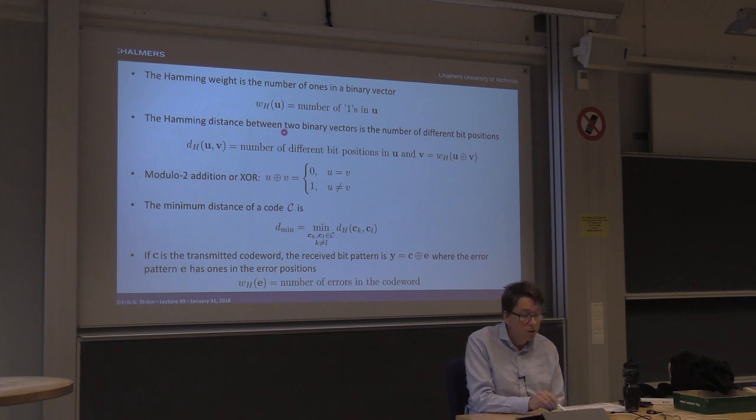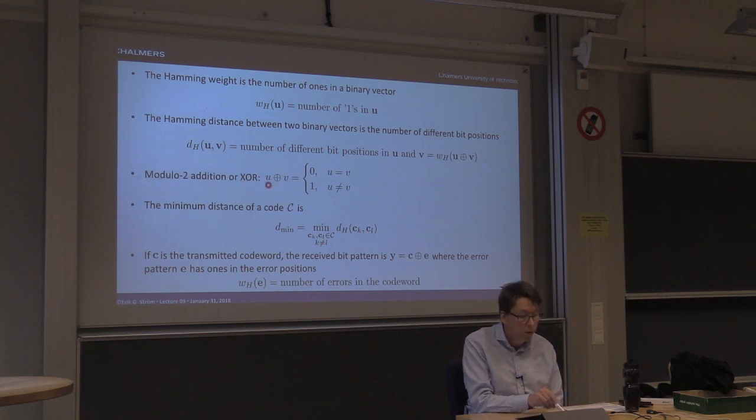The Hamming distance between 2 binary vectors is the number of different bit positions. Okay, so to make this a little bit clear, the Hamming distance, D for distance, H for Hamming, of U and V, 2 binary vectors, is the number of bit positions in U and V which are different. Okay? And if we think about that, we can calculate that through the Hamming weight by just taking U plus V, where plus here is modulo 2 addition, or XOR if you like.